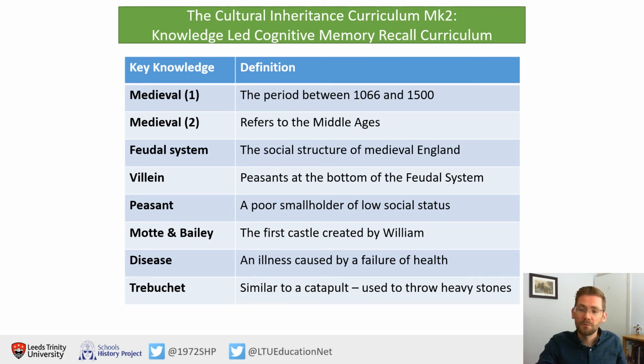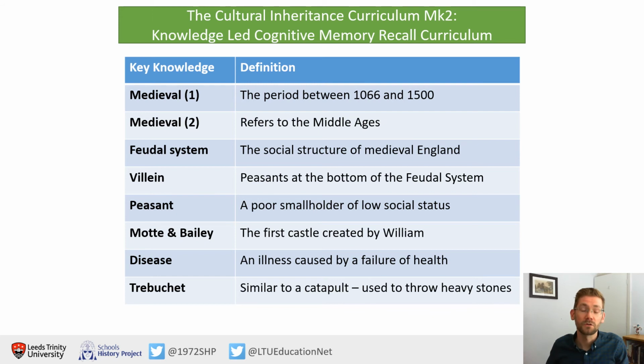And then we might want to think about how this extreme, the traditional extreme, is actually making a big comeback at the moment. So that idea of passing on a fixed body of knowledge and that knowledge being treated unproblematically comes up again and again and again now. So this is what I would call cultural inheritance model Mark II, or the knowledge-led cognitive memory recall curriculum, possibly with dual coding. And if you have a look on the left-hand side, this is a real knowledge organizer set of definitions that I've taken from a school, and I've just reproduced it anonymously here.